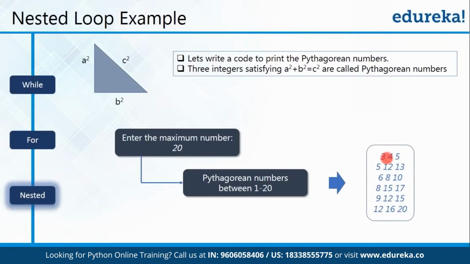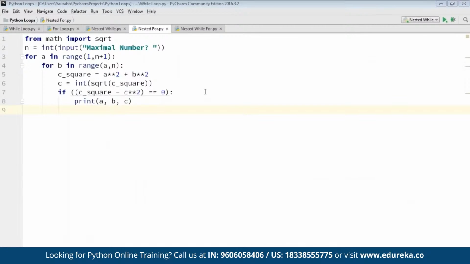3, 4, 5. You can see that 3 square plus 4 square is equal to 5 square: 9 plus 16 is equal to 25. Similarly, it goes for 5, 12, 13; 6, 8, 10; 8, 15, 17; 9, 12, 15; and similarly 12, 16 and 20. Don't worry guys, I'll go back to my PyCharm and explain how you can do that. So this is the example of nested for.